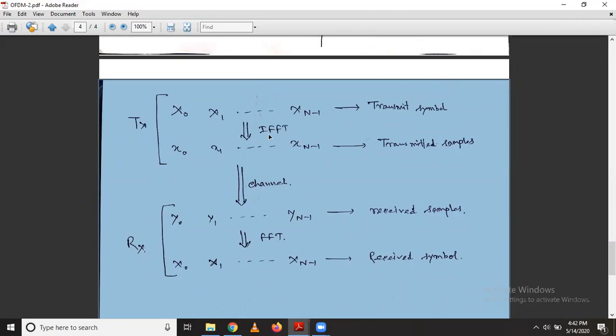That means we are applying IFFT on the symbol. We are getting samples. Samples are transmitted through the channel. We are getting this Y at the receiver side. Applying FFT, we are getting back the original message signal x naught up to x of n minus 1. That means this is the process happening in the MCM system or OFDM system. This is the case: at the transmitter side, IFFT; at the receiver side, FFT, through the channel.